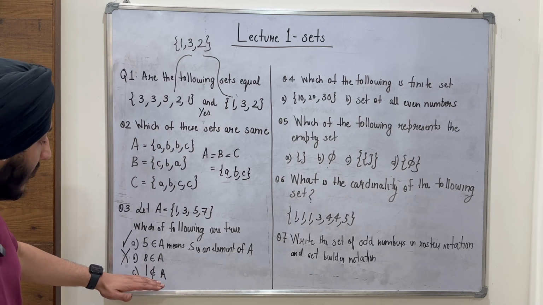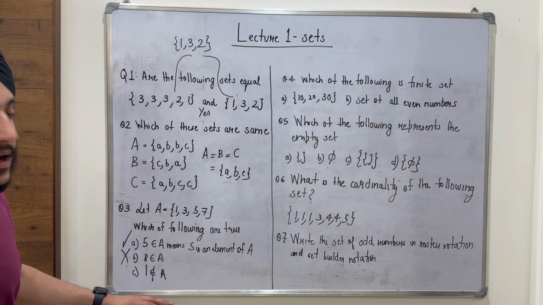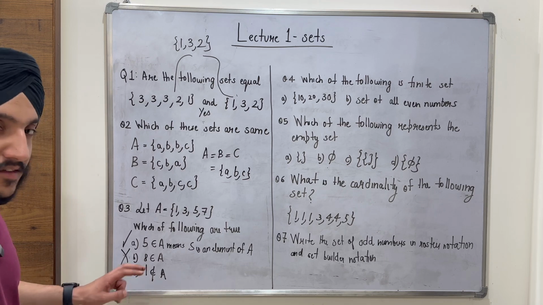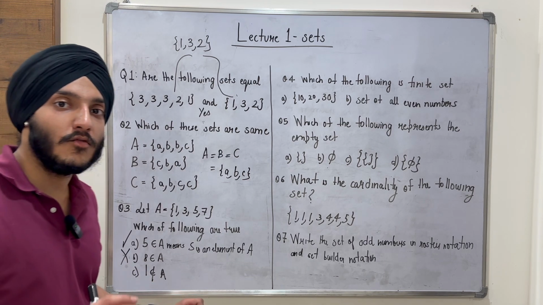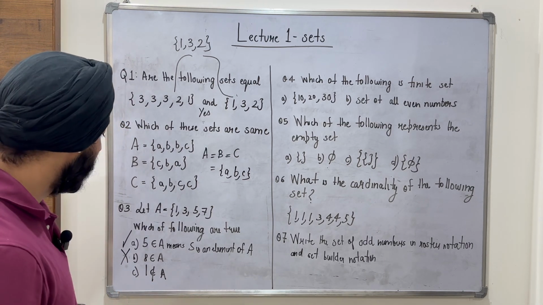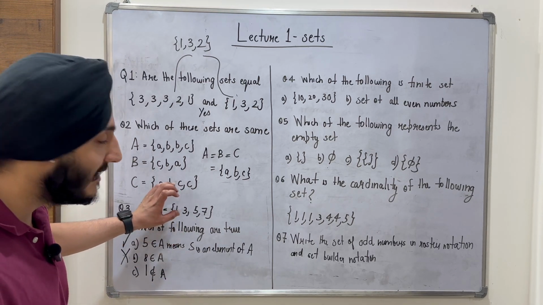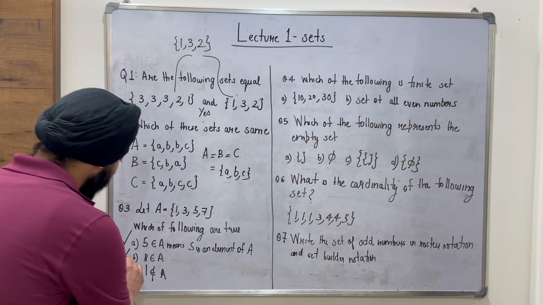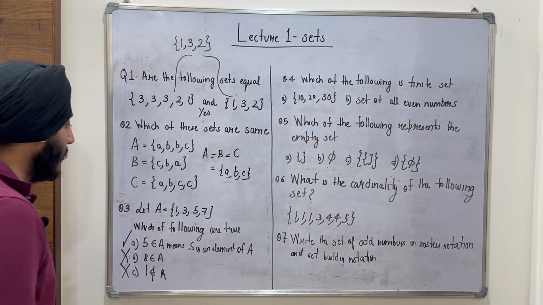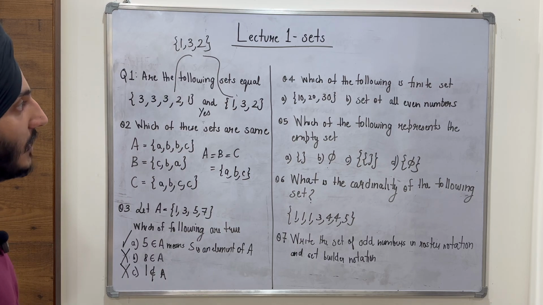And then we have, is 1 not an element of A? Is this true or not? Now, this is a tricky question. You usually get these type of questions in university exams. So it says, is 1 not an element of A? And we can see that it actually is an element. So this again would be false. So I hope you have a good understanding until question number 3.